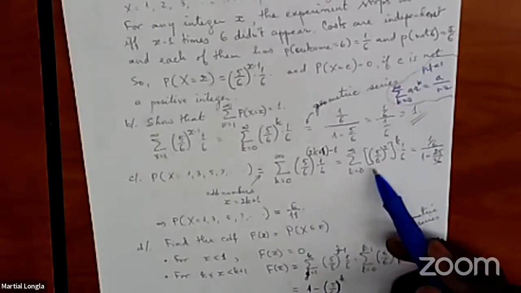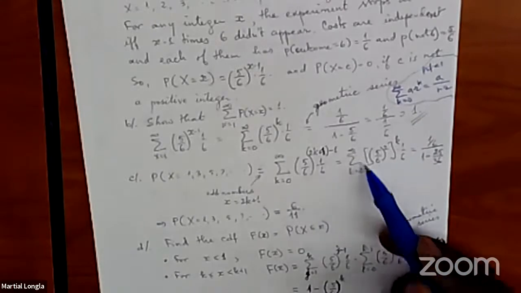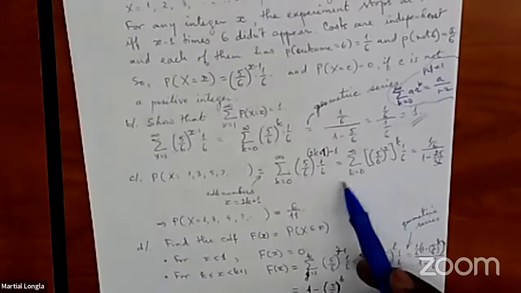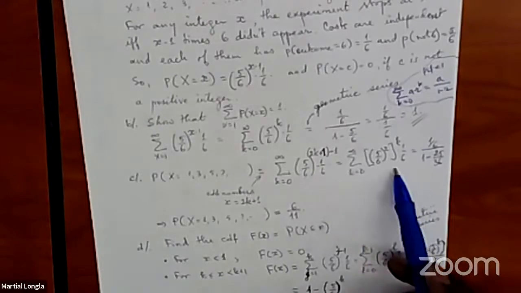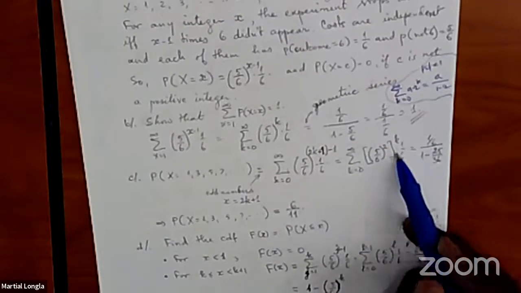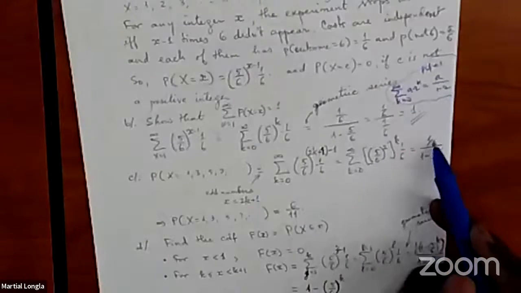And that gives you the sum for k from 0 to infinity of 5/6 squared raised to the power k times 1/6. Again, this gives you right away a geometric series, with the sum starting from 0. The ratio is 5/6 squared, and the coefficient is 1/6, so it's 1/6 over 1 minus 25/36. And then when you do that algebra, you get that the probability is 6/11.